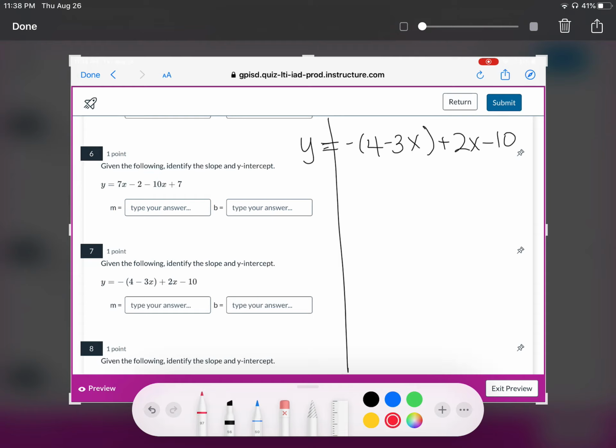Our first step is distribute. Multiply the number outside of the parentheses times everything inside of the parentheses. So we get y equals negative 1 times 4 is negative 4. Negative 1 times negative 3, negative times a negative is a positive, 3x. Everything else is just going to come down because we're not distributing.